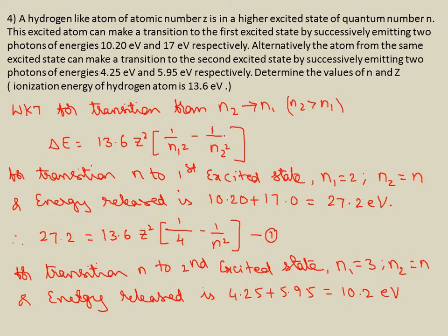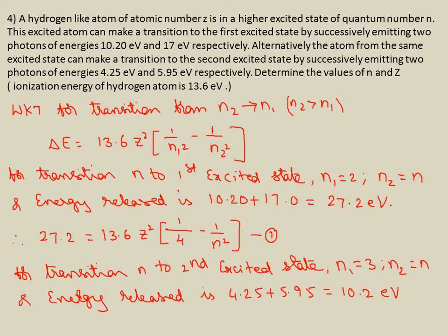For two different energy levels, right? So that's what I have mentioned here. Upon substitution of those values, 27.2 for the highest is nothing but 13.6 Z square of 1 by 4 minus 1 by n square. Keep this aside. Remember, this is for the first transition.